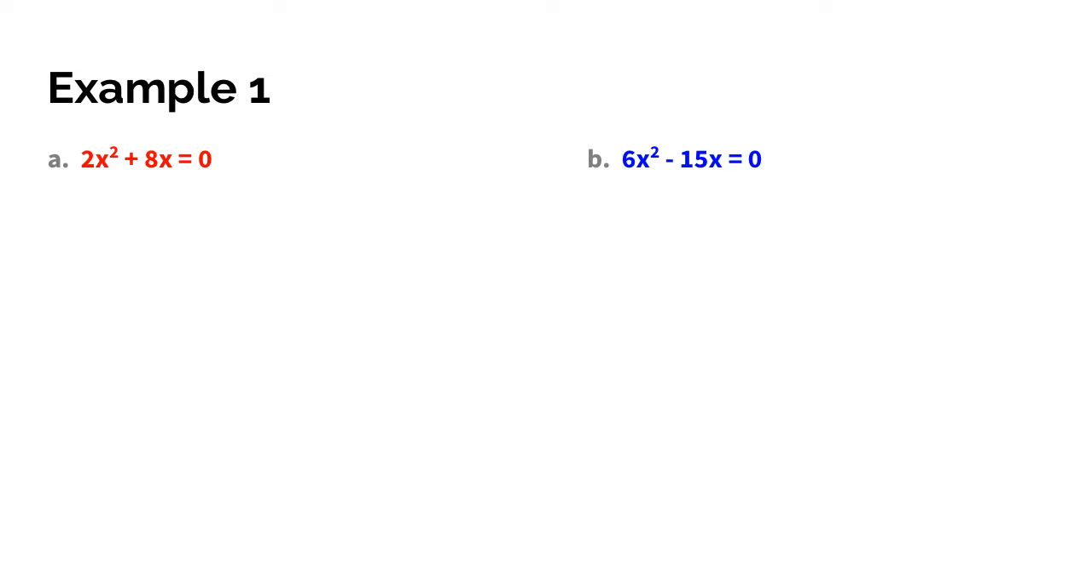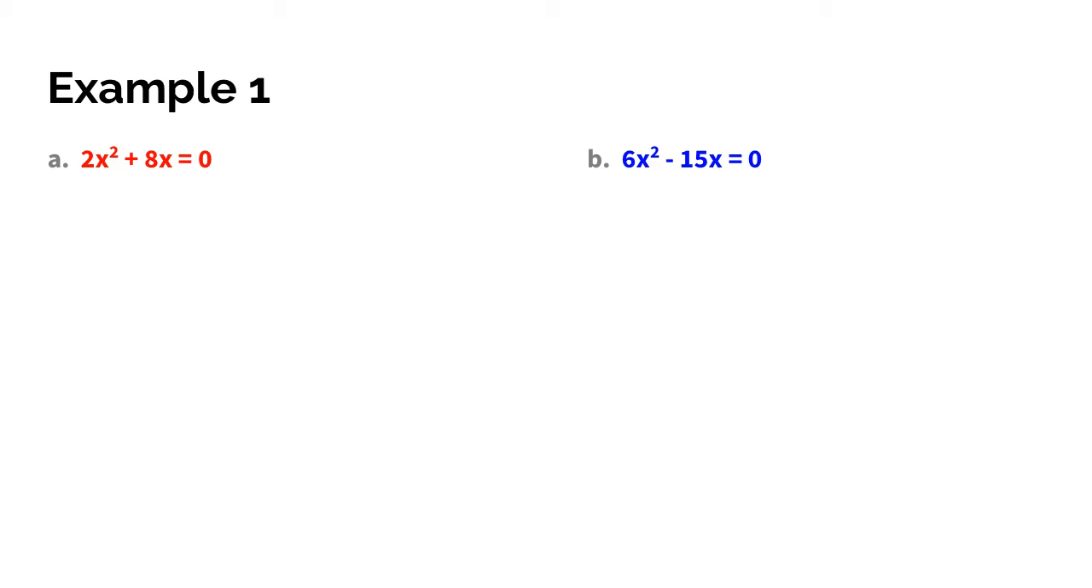So let's take this first example here. I have two expressions here, 2x squared plus 8x. Again, this is going to be a quadratic equation, and I have the same thing here, 6x squared minus 15x equals 0, another quadratic equation, but this is what's meant by an expression. Instead of just a number, I have two terms here, 2x squared and 8x.